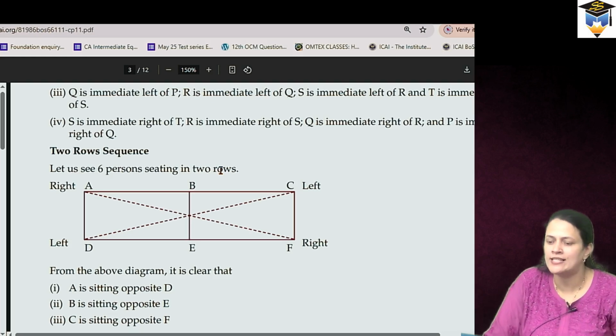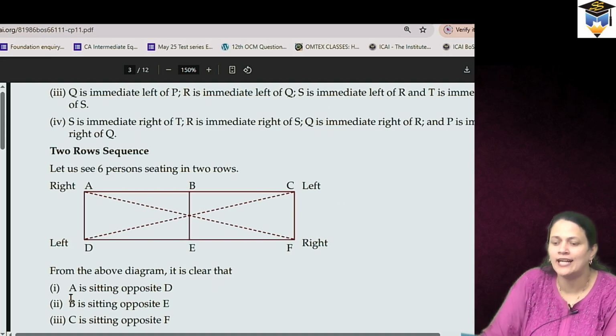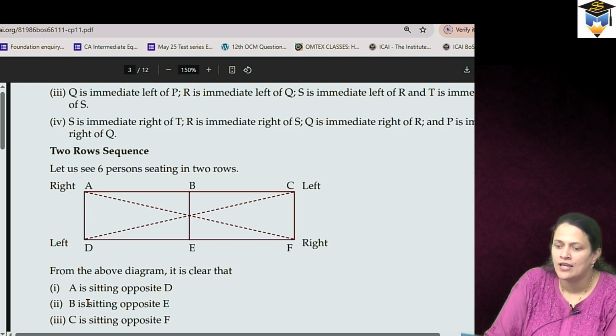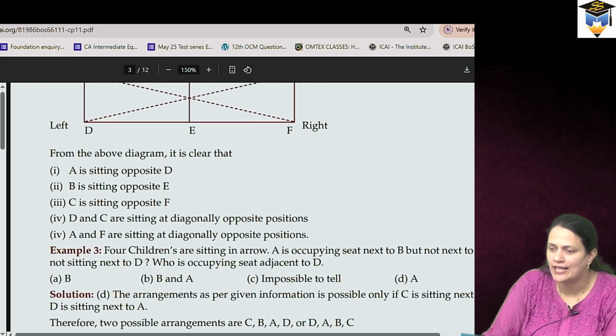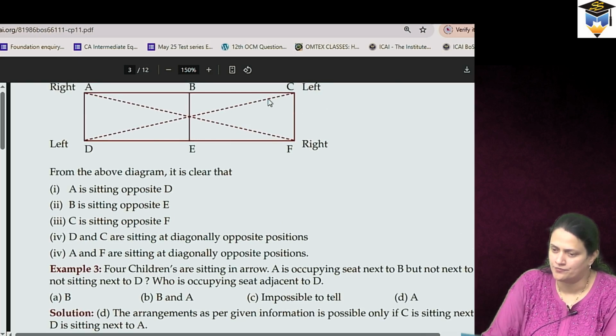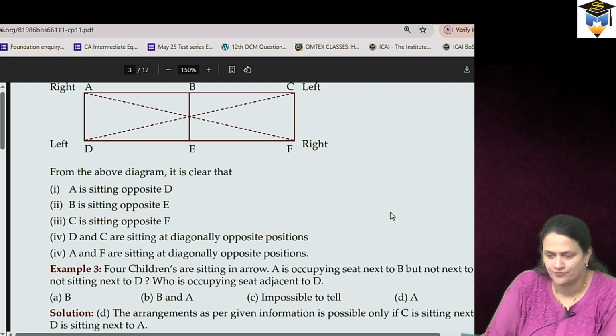So D, E, F are sitting like me. A, B, C are sitting like you. Okay. So from the diagram it is clear that A is sitting exact opposite to D. B is sitting exact opposite to E, and C is sitting exact opposite to F. So D and C are diagonally sitting opposite each other. Similarly, A and F are diagonally opposite.